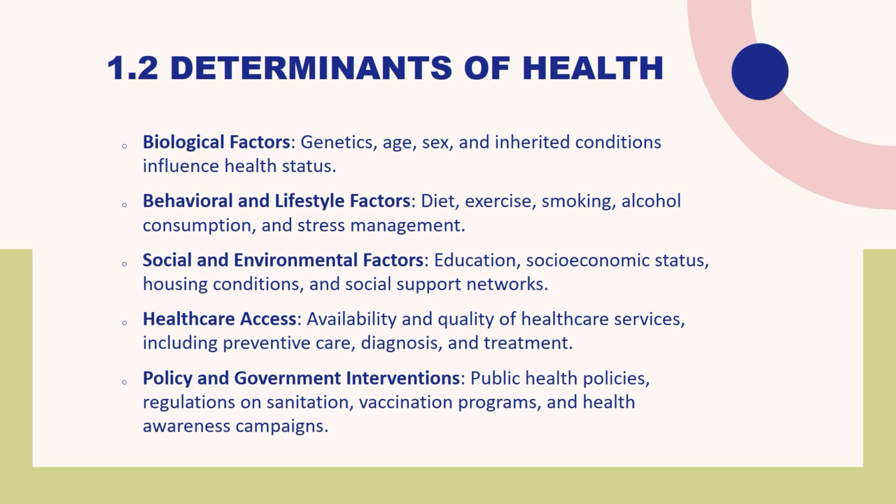Determinants of health. Biological factors, that is genetics, age, sex and inherited conditions, influence health status. Behavioral and lifestyle factors include diet, exercise, smoking, alcohol consumption and stress management. Social and environmental factors include education, socio-economic status, housing conditions and social support networks.